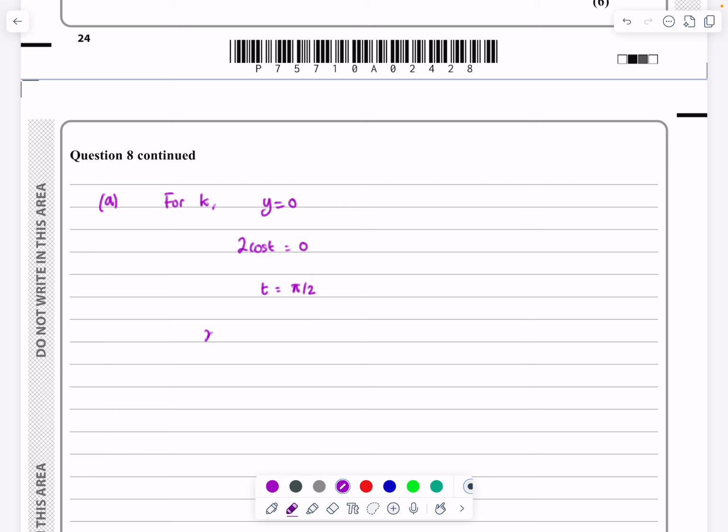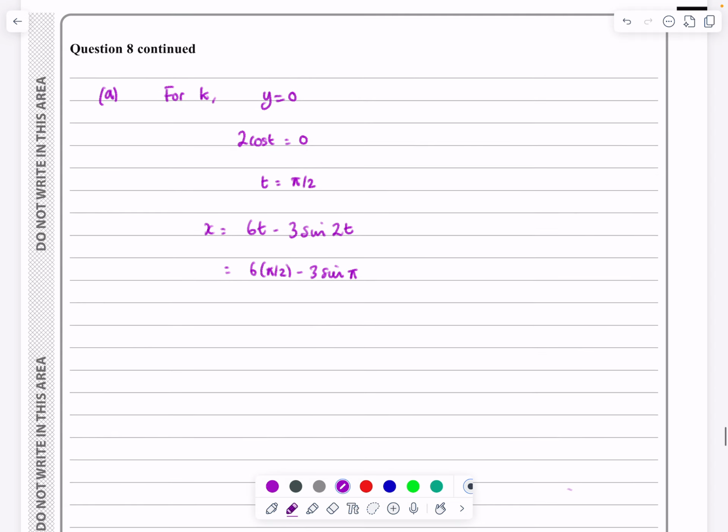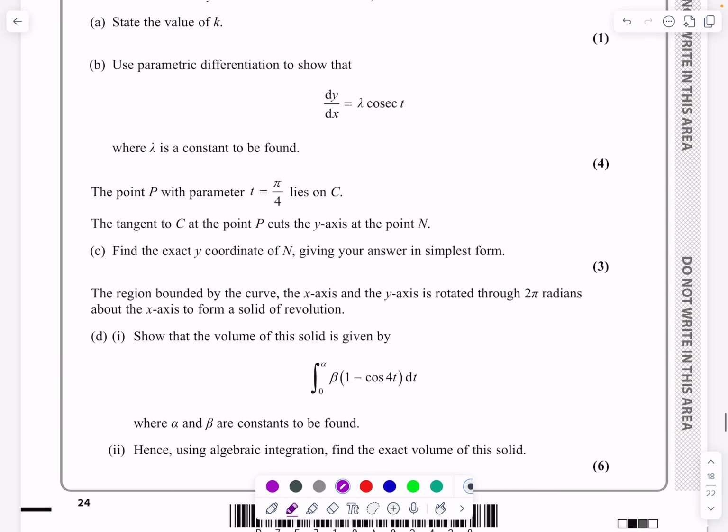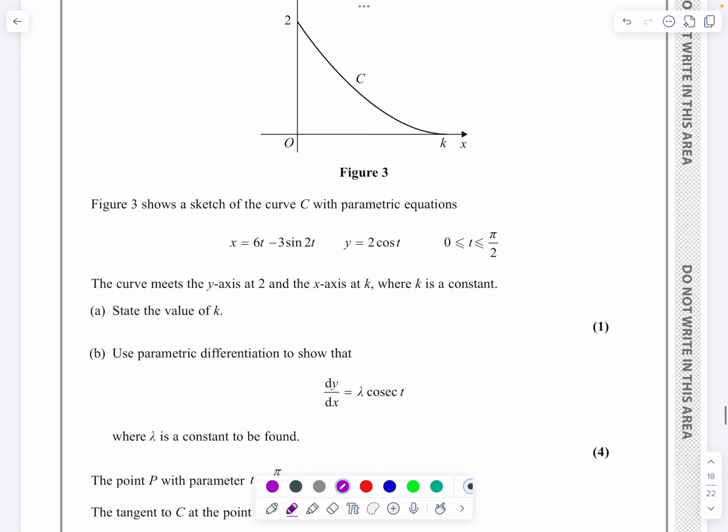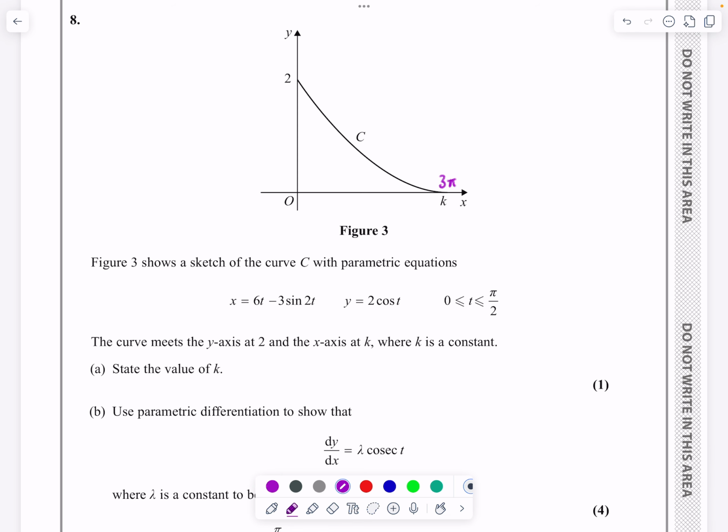So x was equal to 6t minus 3 sine 2t. And I'm now going to put t equals pi over 2 into that. So 6 lots of pi over 2 minus 3 sine 2 pi over 2, which is sine pi, which is equal to 0. So that just works out to be equal to 3 pi. So k is equal to 3 pi. That's the first part done. I'm going to put it on the diagram, but I won't worry too much about it at this stage.